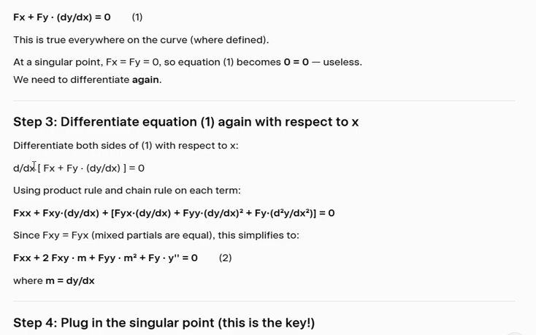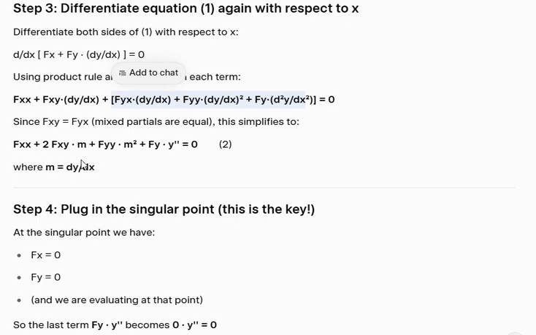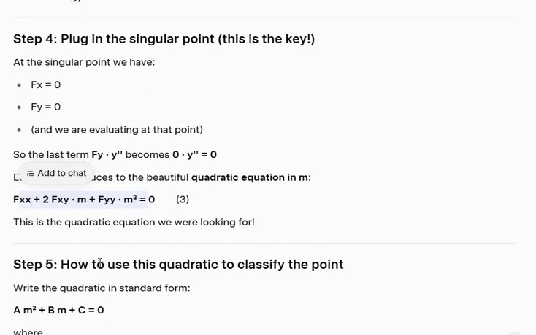How to apply this? By applying the chain rule to d by dx of fx, you can get this result. And for the d by dx of this one, by the product rule and chain rule, we can obtain this. Finally, ultimately we can get the quadratic in this equation. But we already know that this term becomes 0, because fy is equal to 0, and finally we can get the quadratic equation like this.